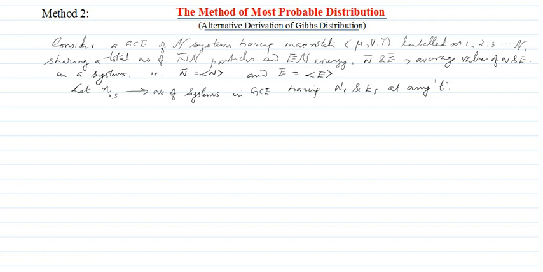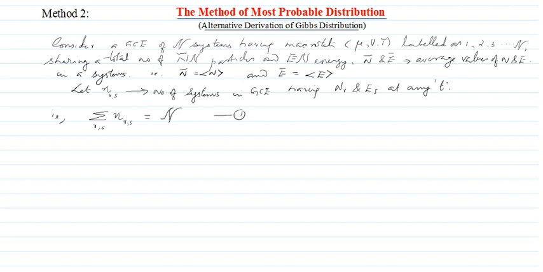So we can say that if you add up all n_rs values for all possible values of r and s, you will certainly get the total number of systems in the grand canonical ensemble. That is, we can write the conditions here. Sum over all possible r, s values of n_rs should give you the total number of systems in the ensemble, which is script letter N. We call it equation number 1.